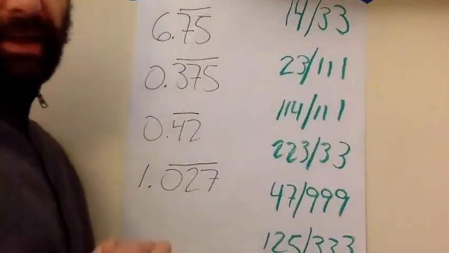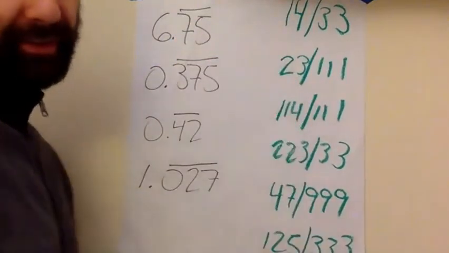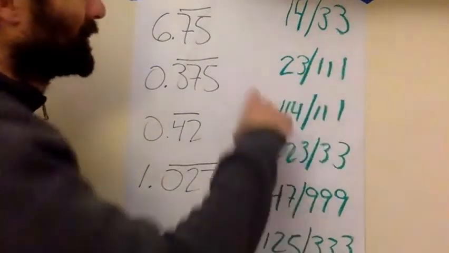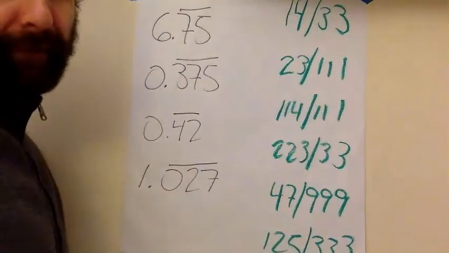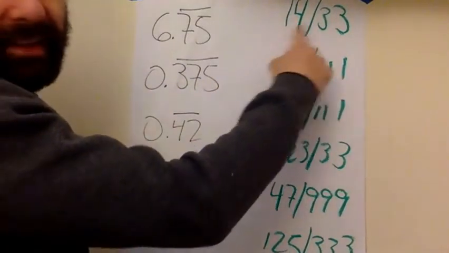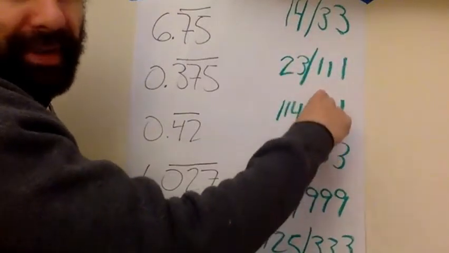All right, for this problem, I had to try to match the decimals with the appropriate fraction. Now, at first, this seems crazy. Like 14 over 33, how the heck am I supposed to know what that is? 23 over 111, I don't know, right? But then you look at some of the choices here. 14 over 33, well, that's less than 1, right? That's 0 point something. 23 over 111, that's 0 point something.